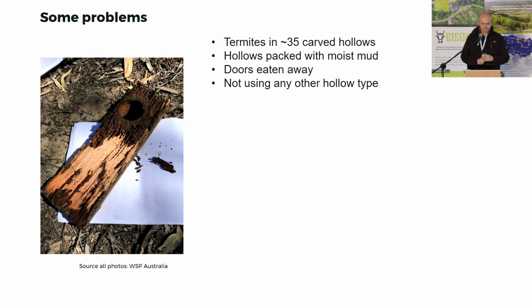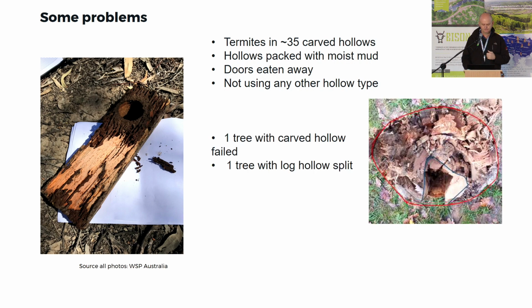We did have a few problems. Termites were getting into the carved hollows. So far, about 35 out of 158 have been packed with mud. The termites bring up soil from the ground, they pack the hollow with mud to try and stop themselves from drying out. So then they become ineffective. They also chew the doors, so some of the doors have fallen off, and that's only a problem in the carved hollows. Only one tree collapsed because of the carved hollow, so we made the hole too big and the tree couldn't support the hollow.